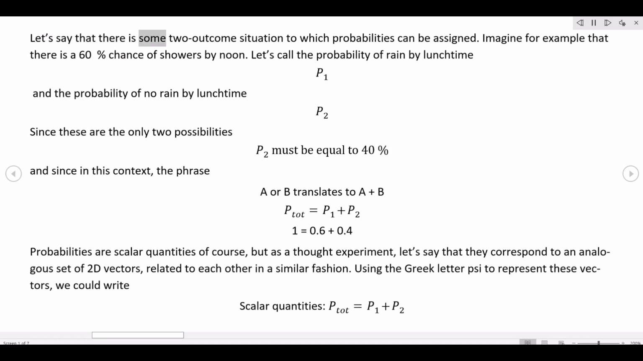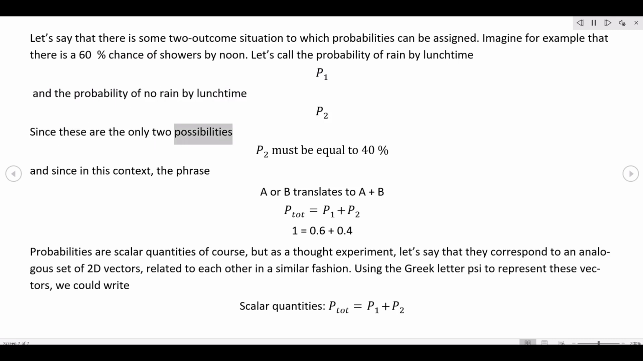Let's say that there is some two-outcome situation to which probabilities can be assigned. Imagine, for example, that there is a 60% chance of showers by noon. Let's call the probability of rain by lunchtime, and the probability of no rain by lunchtime.